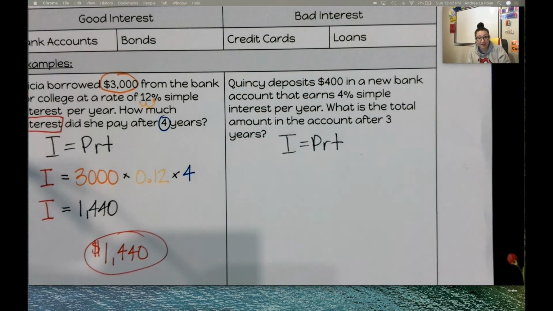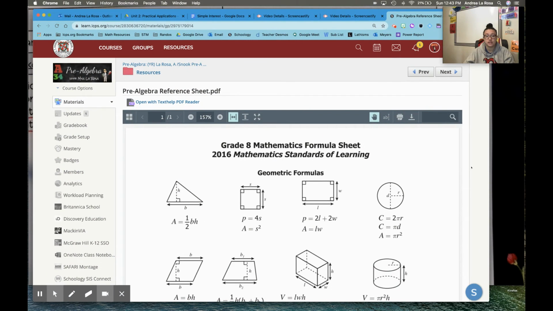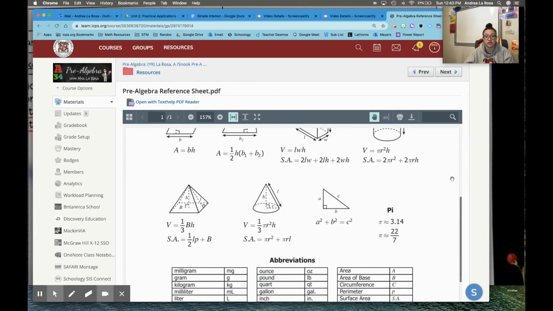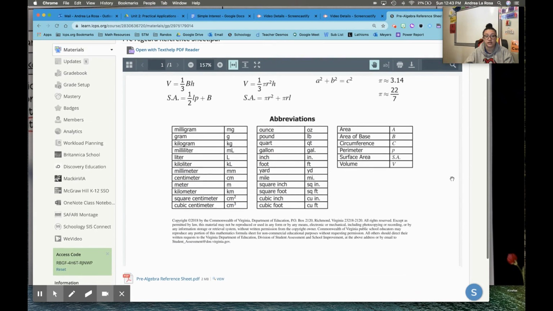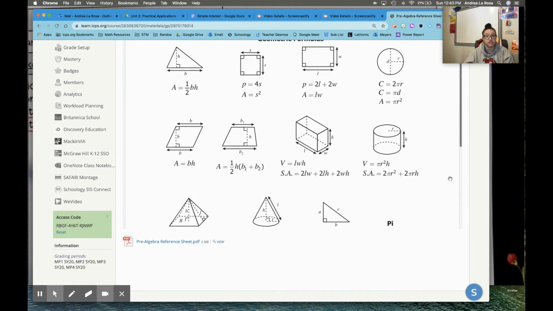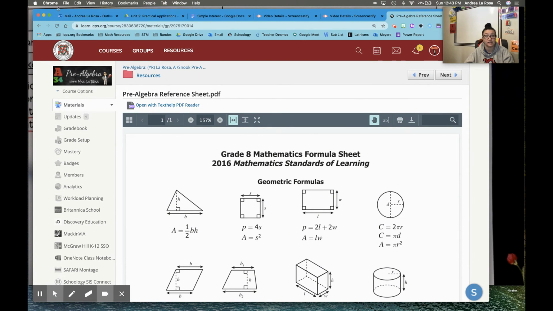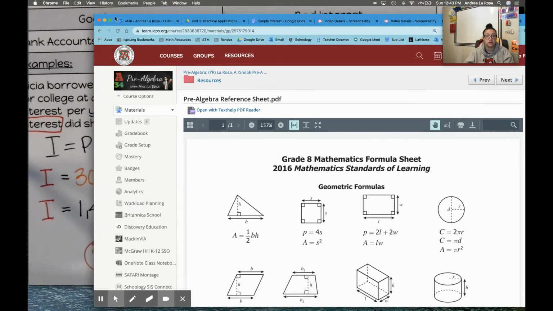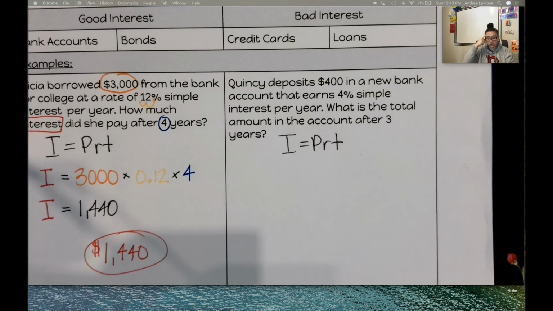Again, you don't have to have that memorized. I think it's on your, I lied, you do have to have that memorized. Here's your 8th grade cheat sheet for the SOL. It has geometric formulas on there. I don't see the simple interest formula, so you do have to have that memorized. So when you see interest, think I = PRT. You need to have that memorized.